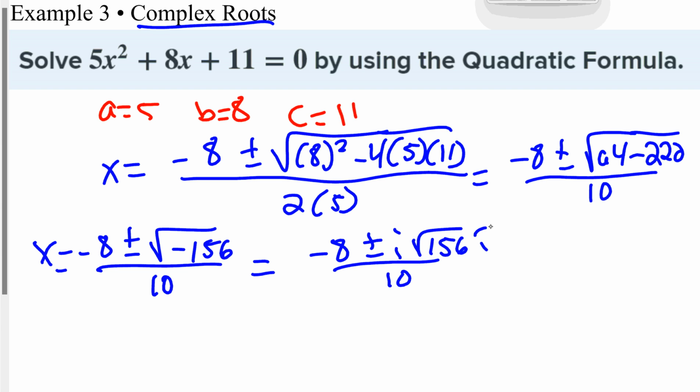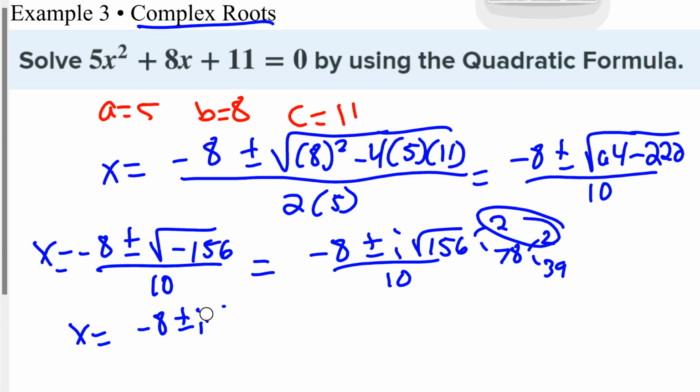And now I can break down 156. 156 breaks down to 2 and 78. And then 78 breaks down to 2 and 39. Okay, so I have a pair of 2's. So we have negative 8 plus or minus i, the square root. The i is in between the plus and minus. And then I can factor out a pair of 2's. So 2i square root 39 all over 10.